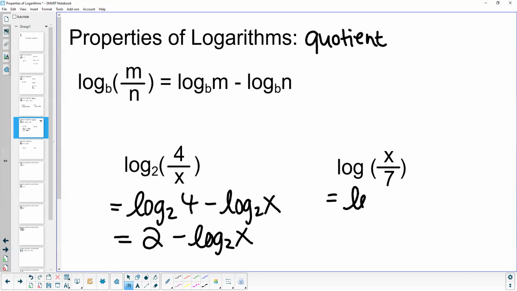We can rewrite this as log of x minus the log of 7. So all we do here is split it up into a subtraction problem rather than a quotient being evaluated in one logarithm. So now we go from 1 to 2, and we've expanded it out. We can also evaluate that log of 7 if we would like to write it in a simpler form, just like we did with that log base 2 of 4.